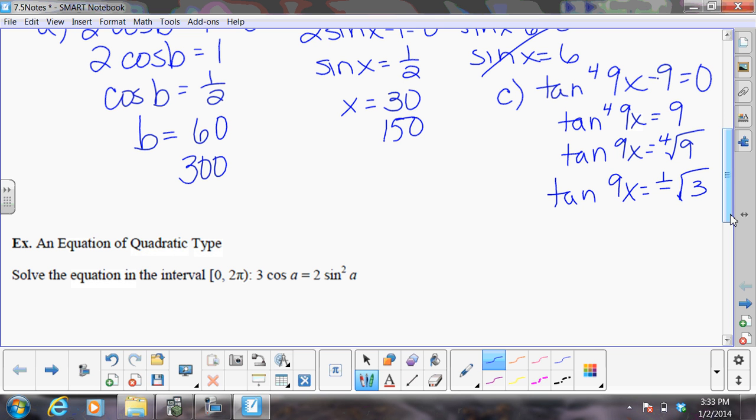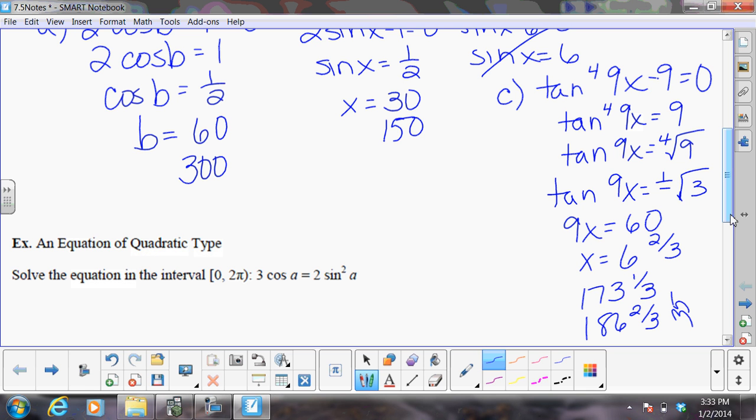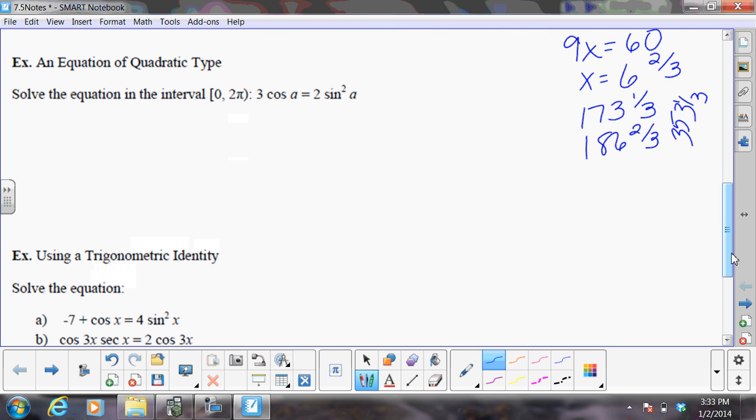So we're actually going to talk about all 4 quadrants. Well, when is tan square root 3? Well, that's at 60. So if 9x equals 60, then x equals 6 2/3. But we are talking about all 4 quadrants. So that's quad 1. Quad 2 is 173 1/3. Quad 3 is 186 2/3. And then quad 4 is 353 1/3. Just take your 6 2/3 and that's like your reference angle. Find all 4 quadrants.